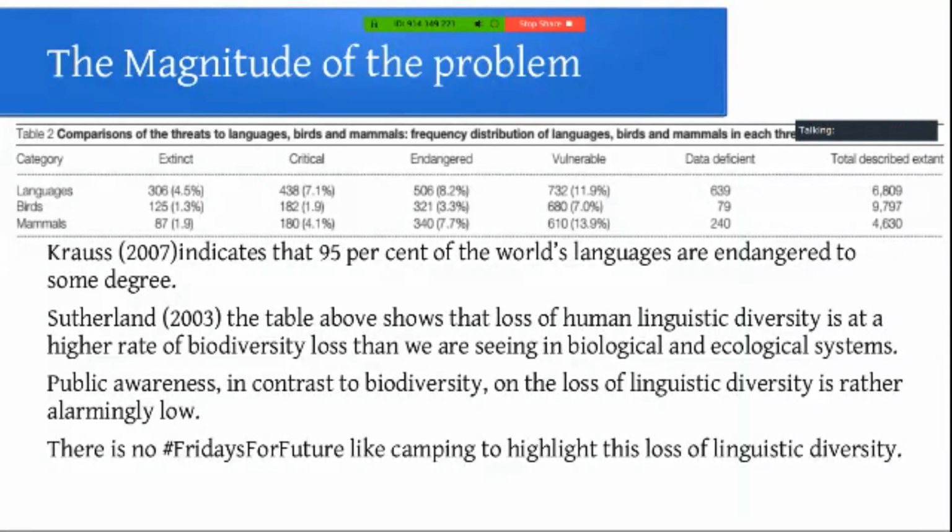So the data that I'm quoting is from 2003, but from then on, we have gone on to identify more languages. As of the recent Ethnologue 2019, they list around 8,000 languages. So our diversity count is growing, but our awareness of language loss is pretty much low.